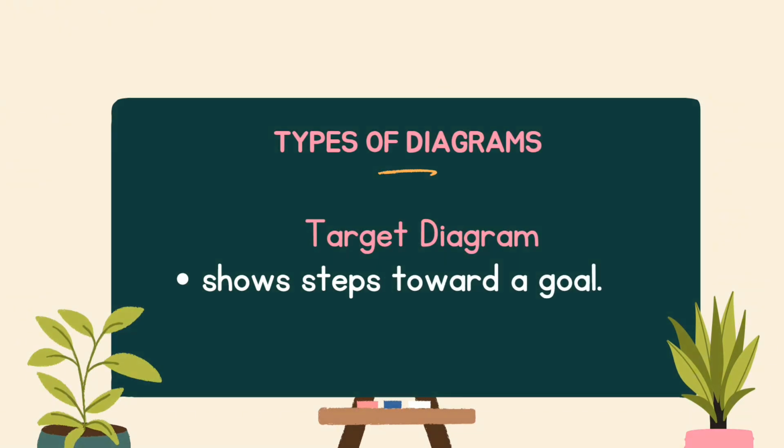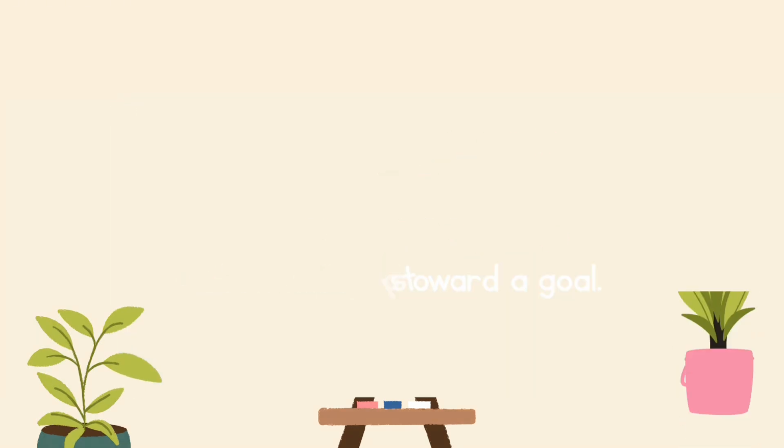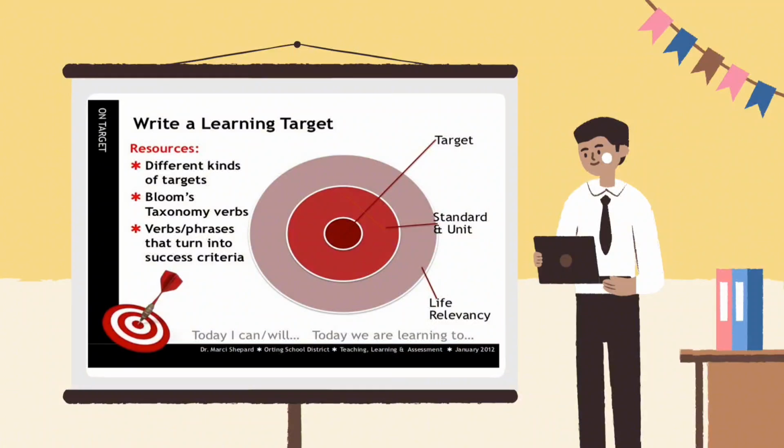Next is target diagram. In a target diagram, each layer moves closer toward the center result. It reminds a bit of a flowchart, which moves from the outside to the center. Each layer can also be divided into subcategories. Like this example, the target is at the center. Next, standard unit, and next is life relevancy.